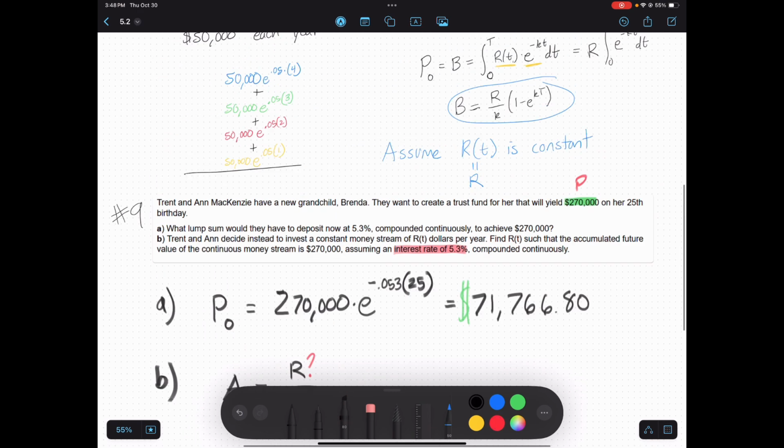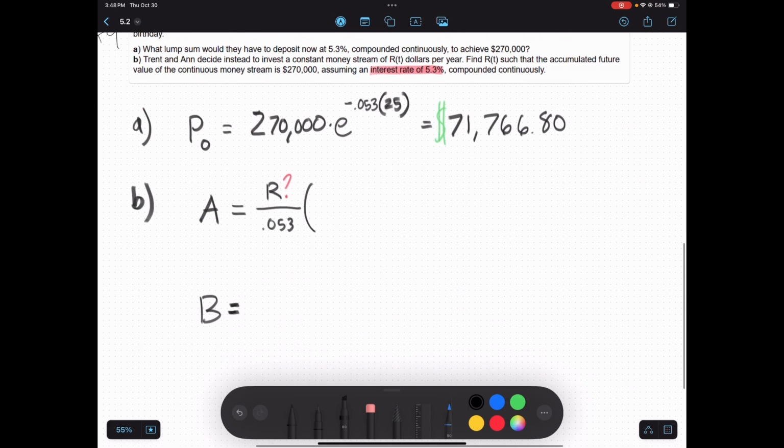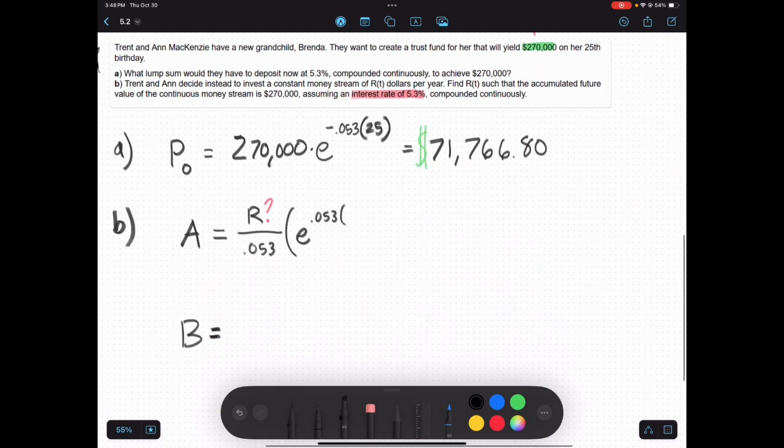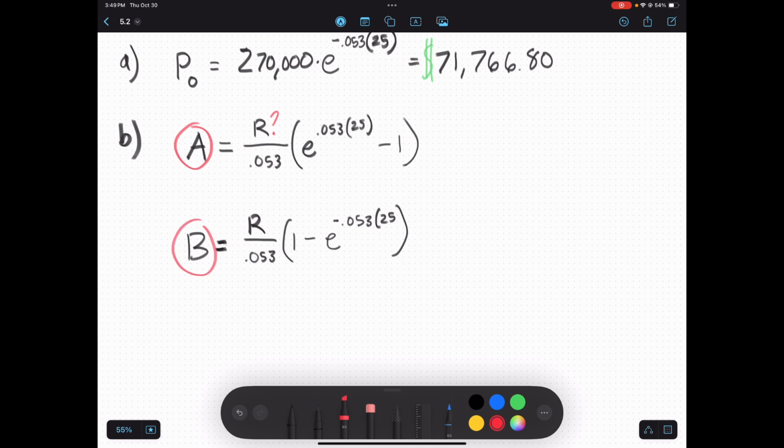Well, if I'm using these formulas from above, I'm going to take R, divide it by my k, so 0.053. And then in parentheses, if I'm using my future value formula, I'll have e to the k, so 0.053, times my fixed amount of time. Capital T represents that fixed amount of time, so 25 years, minus 1. Or, once again, I could use my present value. Same thing, I don't know what R is, so the only thing that changes is the order and the fact that now I'm working with a negative exponent. So I can use either one of these as long as I recognize what to plug in for these values.